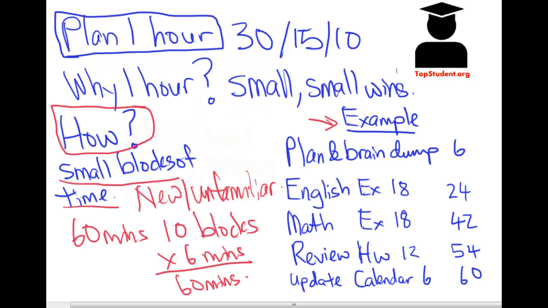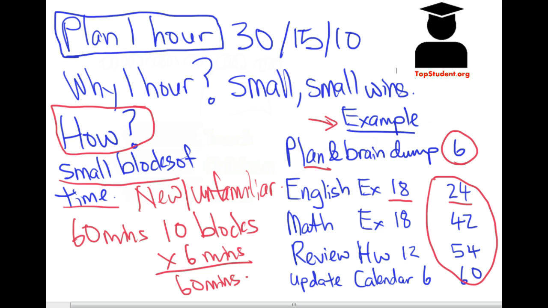Now my own schedule goes very similar to this. So plan and brain dump. When I say plan, it means you plan for your next 60 minutes. So I spend 6 minutes to plan this amount of work and this amount of time. For brain dump, I'll write everything onto my paper like I described just now. That's 6 minutes. So for example, in a student's life, English exercise, I plan to take 18 minutes to complete my English exercise. So 18 plus 6, that's 24.